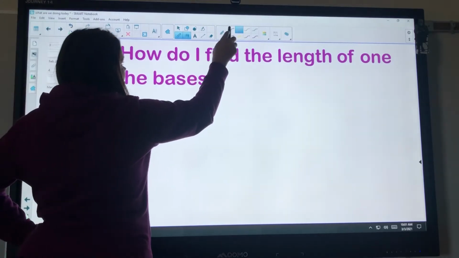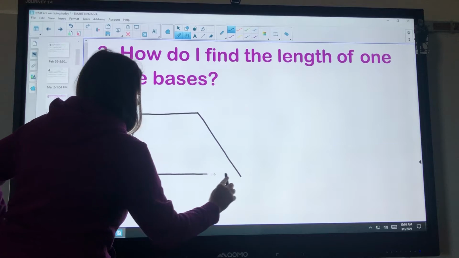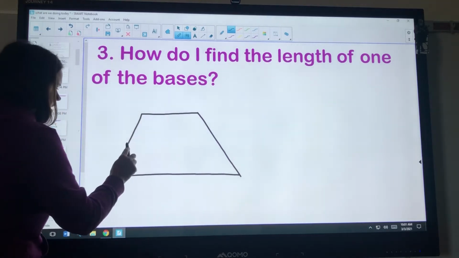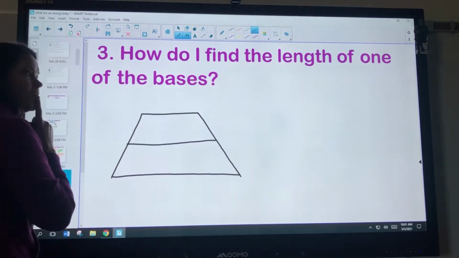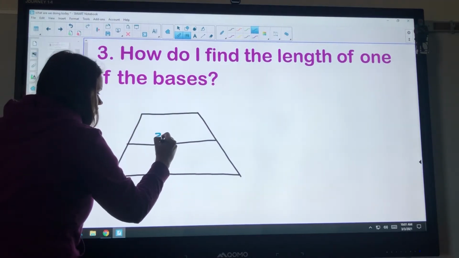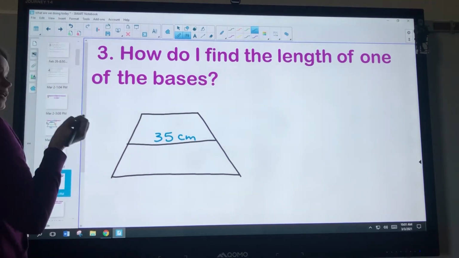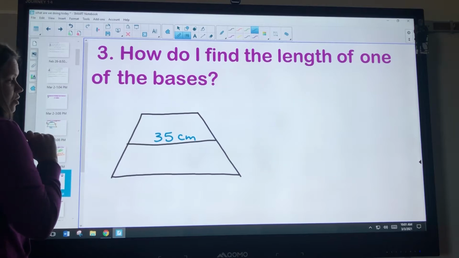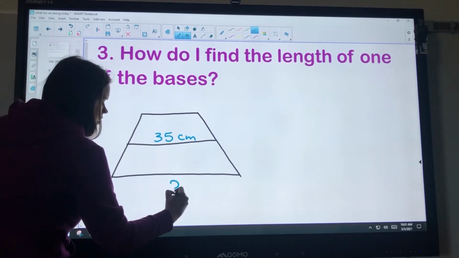Well, they have to tell you, they have to give you the length of the other base and the length of the mid-segment. Oh, I should have picked numbers that work. Let's do a nice pretty 35. So this time you know the answer. You're gonna get 35 in the middle, and maybe you don't know what the bottom one is.